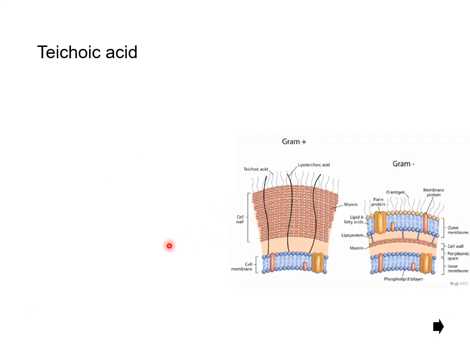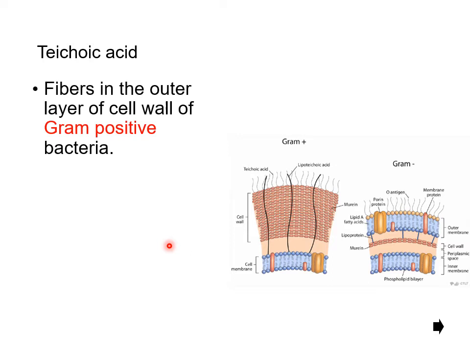Another structure that is present in gram-positive, but not in gram-negative bacteria, is the teichoic acid. Teichoic acid is another important structure, because it is responsible for evoking a response by the immune system. What you see here is like a fiber layer or hair-like structure extending from the cell membrane, and we call it lipoteichoic acid. Some of them extend from the cell wall, and we call it teichoic acid, and they are only present in gram-positive bacteria.